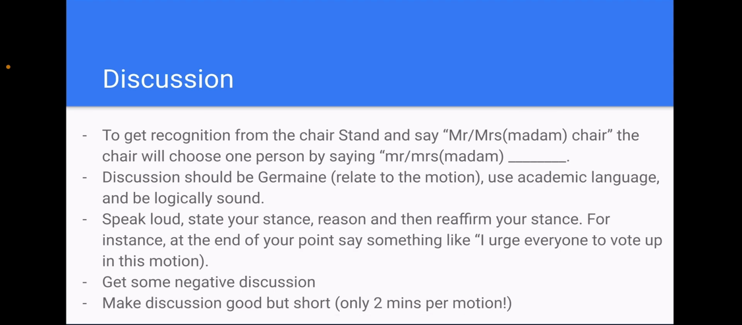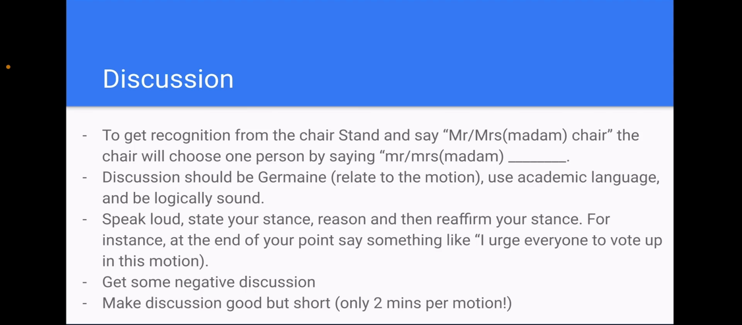Discussion. To get recognition from the chair for discussion, say Mr., Mrs., or Madam Chair. Everyone will want to stand up at once and say this, and the chair will choose one person by saying Mr., Mrs., Madam, whoever they're choosing. Discussion should be germane, or related to the motion, using academic language and be logically sound, obviously. You should speak loud, state your stance, reason for your stance, and reaffirm your stance. And then, for instance, you want to stand up at the end and say something like, I urge everyone to vote up on this motion.